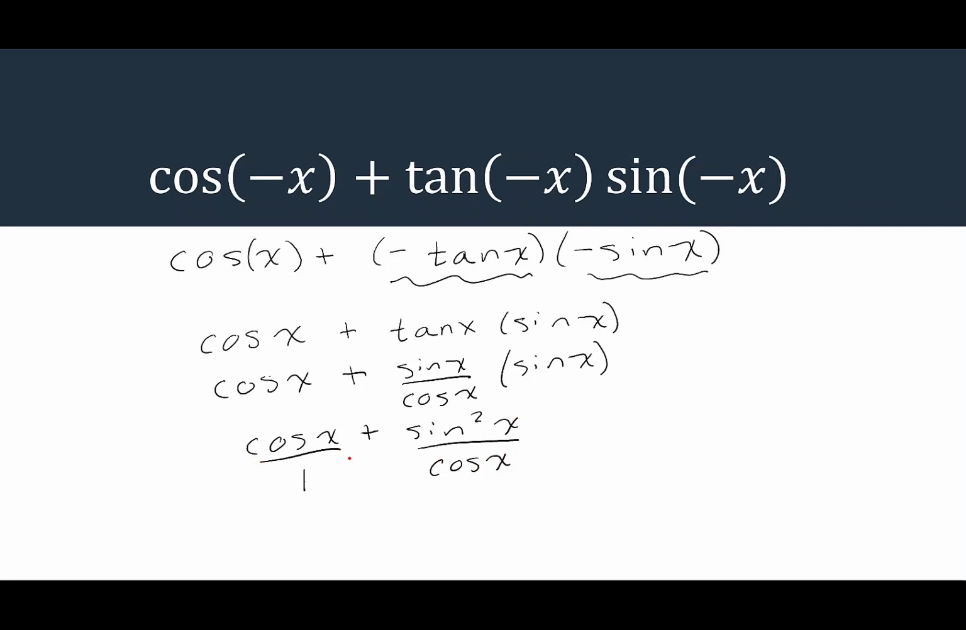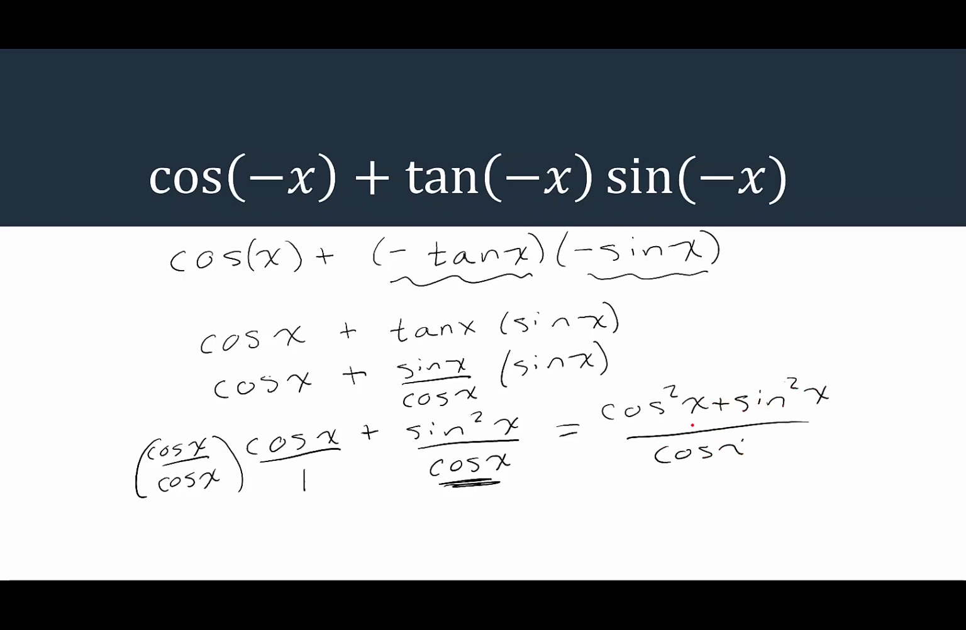Here's another problem where I need to have a common denominator. The common denominator will be cosine, so the left term gets multiplied by cosine of x over cosine of x. Cosine of x times cosine of x is cosine squared of x plus sine squared of x over cosine of x. Cosine squared plus sine squared is 1. 1 over cosine of x leaves us with secant.